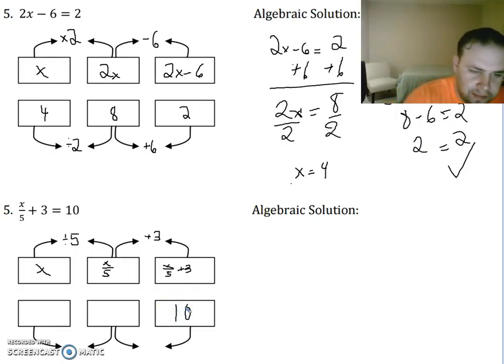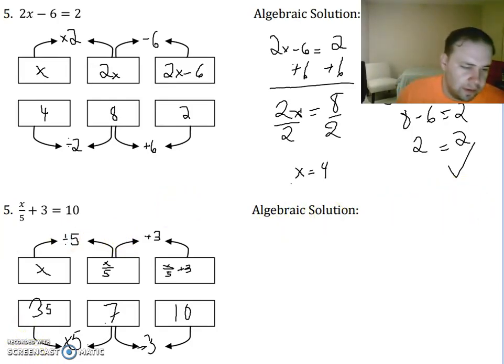So instead of adding 3, I'm going to subtract 3. 10 subtract 3 is going to be 7. Instead of divide by 5, we're going to do the inverse operation. So that's multiply by 5. 7 times 5 is 35. And let's clean that up a little bit there. So 35.